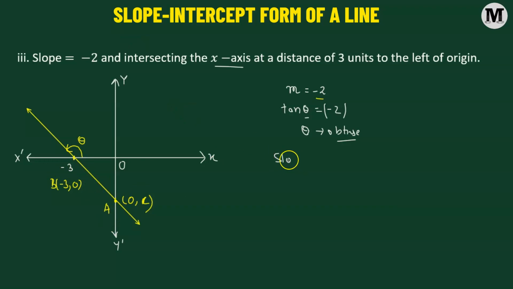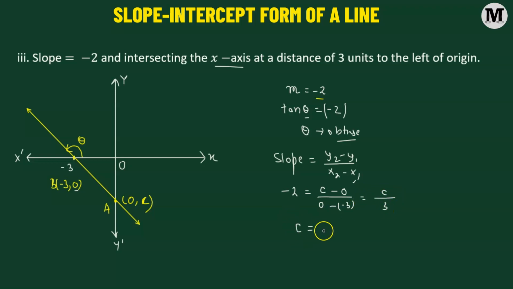The definition of a slope is the difference of the y coordinates divided by the difference of the x coordinates. Now, the slope is given as negative 2. This will be equal to, let's consider y2 to be the y coordinate of point A, so that's c, minus the y coordinate of point P, so that's 0. We have c minus 0 divided by the x coordinate of A, that's 0, minus the x coordinate of P, which is negative 3. So that means we have c over positive 3.